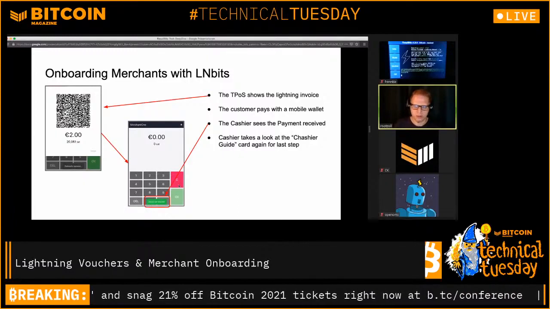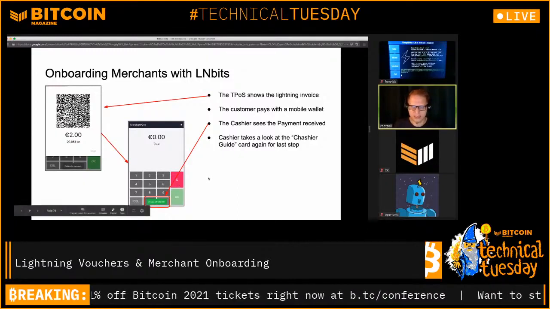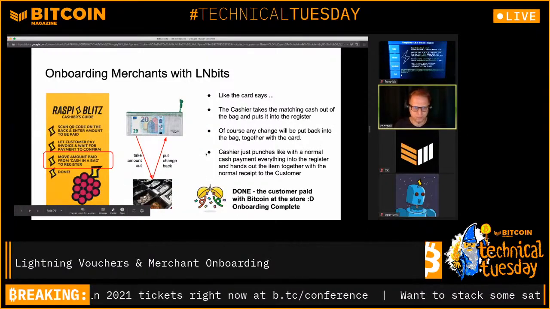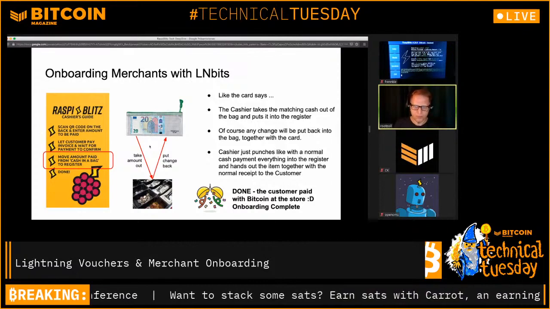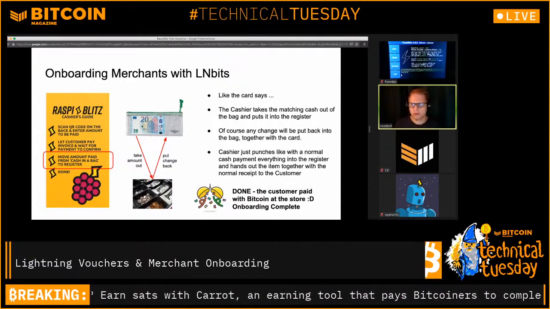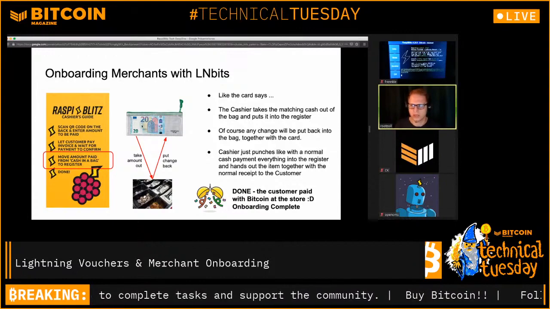So the cashier is looking back at the card for the last step. Because the customer paid in Bitcoin, the cashier takes the money out of the bag, tries to get the fitting amount out of there, puts the change back, and puts the €2 we're talking about into the official register. The rest, the change, all stays in the bag, but these €2 are now in the register.